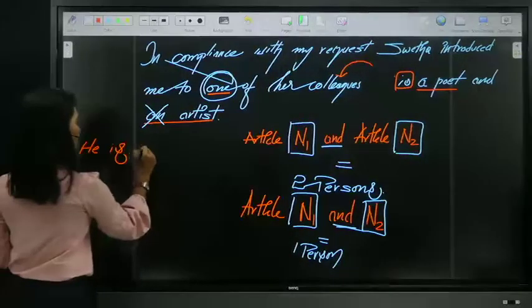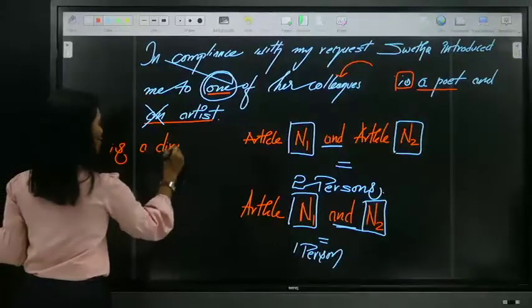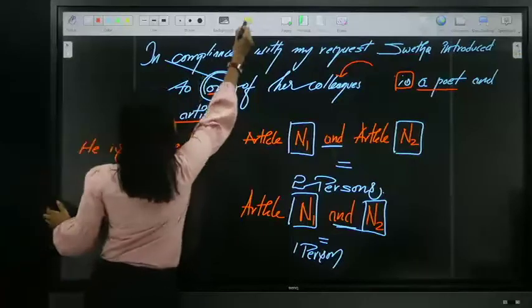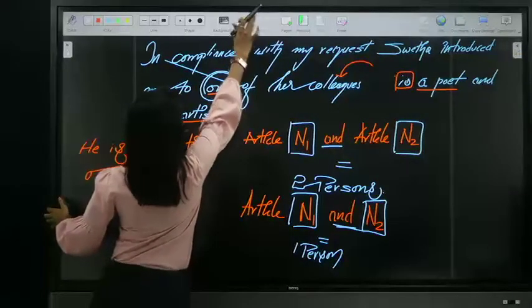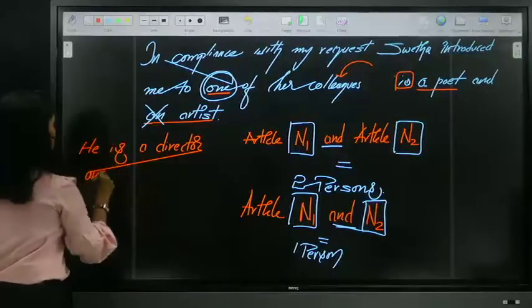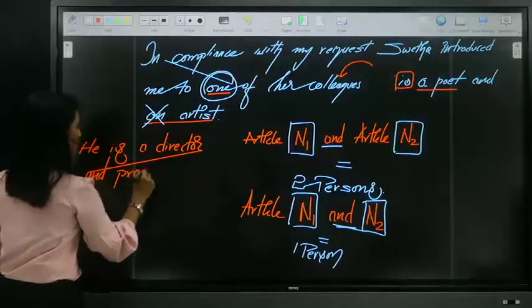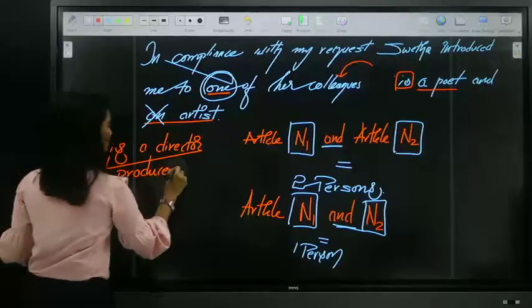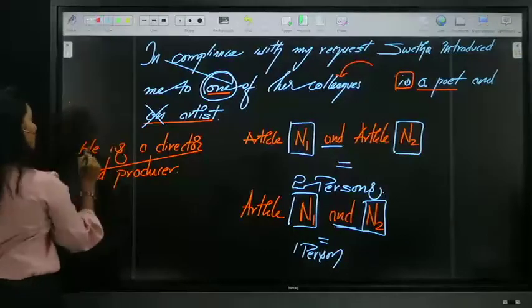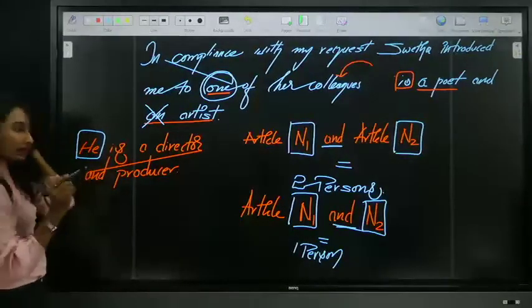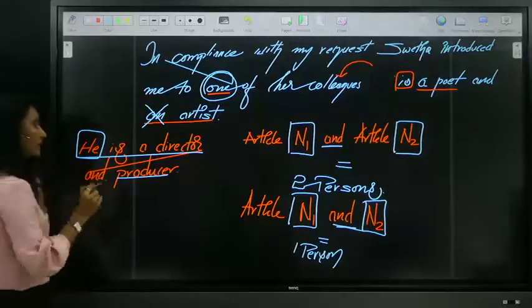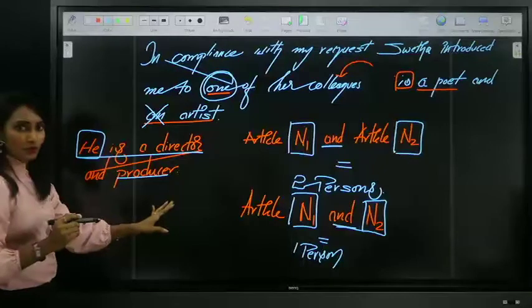He is a director and producer. See, I'm talking about how many people? Only one. That one person is director and also a producer. He is a director and producer.